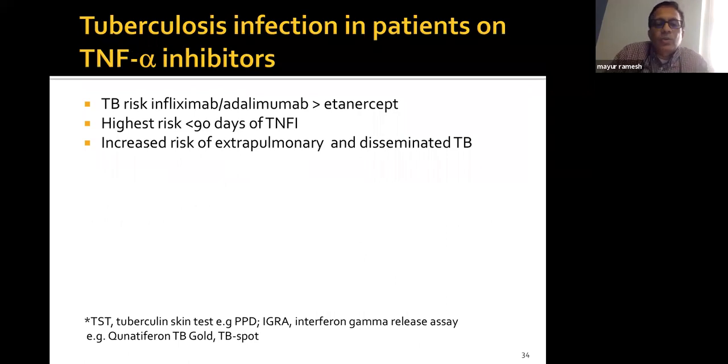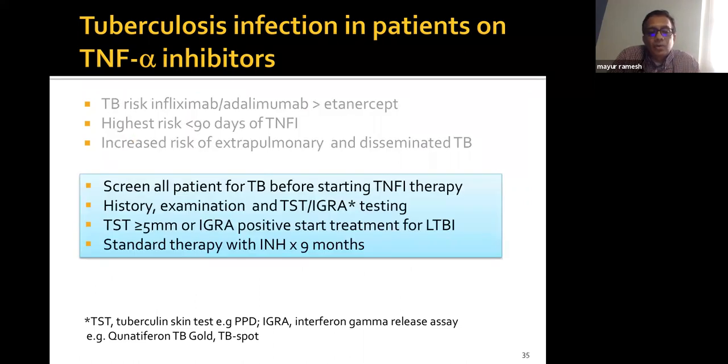So let's talk about tuberculosis infections in patients on TNF-alpha inhibitors. The risk, as I said, is the highest with infliximab compared to etanercept, and the risk is highest within the first 90 days of infection. Generally in this population, when you use TNF-alpha inhibitors, you tend to get more extrapulmonary TB and disseminated tuberculosis. The general recommendation is you screen all patients for TB before starting TNF-alpha therapy. It's a black box warning label. So every TNF-alpha patient will have to get screening for TB before they initiate TNF-alpha inhibitors.